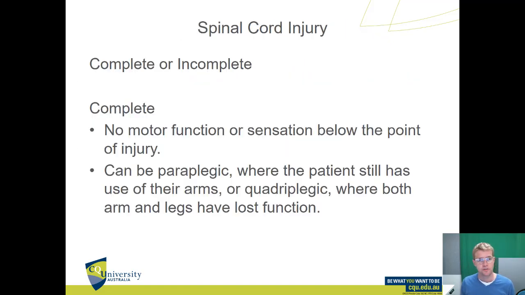Now, spinal cord injury can be complete or incomplete. Complete is relatively straightforward. There is no motor function and no sensation below the point of injury. And depending on how high it is, they'll either be paraplegic, where they've lost the motor and sensory function in their legs but still have their arms, or quadriplegic, sometimes called tetraplegic, where the injury occurred higher up and they've lost both their arms and legs.